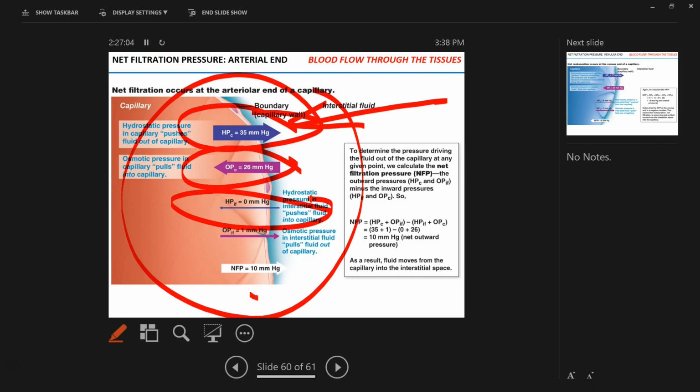Hydrostatic pressure from the tissue, is there any? None, so we can disregard that, 0. And there is osmotic pressure from the tissue that pulls the fluid into the tissue, and it's 1 millimeter. So net pressure, net flow will be what? 10. That makes sense. 10 millimeters. And at arterial end, you can see that this pressure will drive fluid into the tissue. Does that make sense? We good?